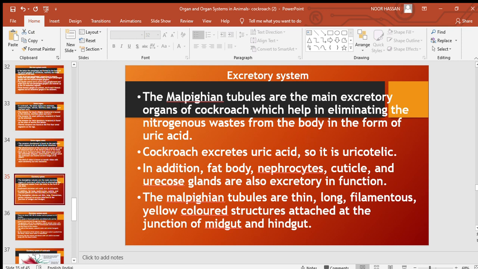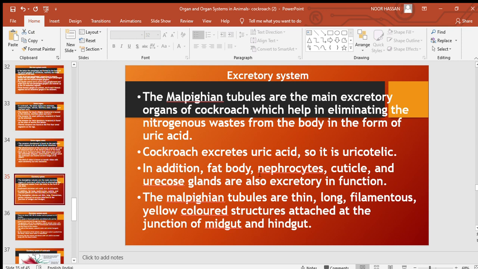The excretory system is formed by Malpighian tubules, and these are the main excretory organs in the cockroach. They help to eliminate nitrogenous waste from the body in the form of uric acid. The cockroach excretes uric acid, so it is a uricotelic animal. When the excretory product of an animal is uric acid, such animals are called uricotelic. Human beings are ureotelic, because our main excretory product is urea. But cockroaches are uricotelic because their main excretory product is mainly uric acid.